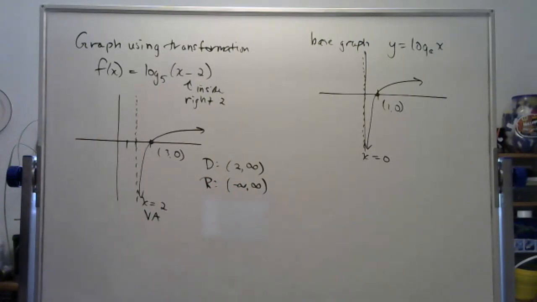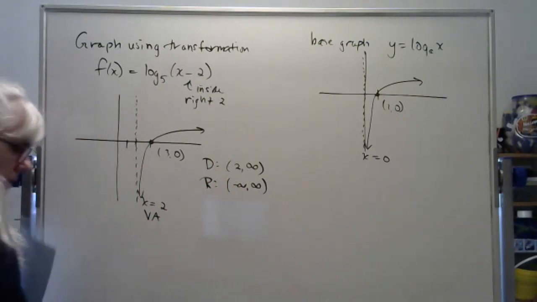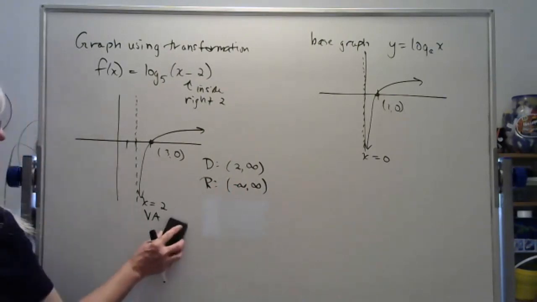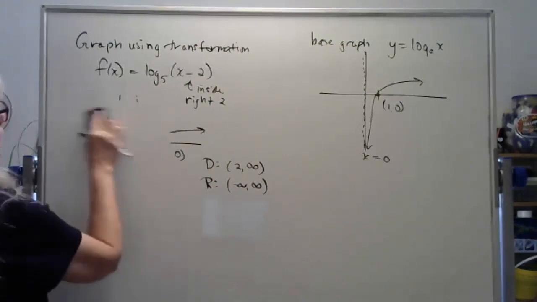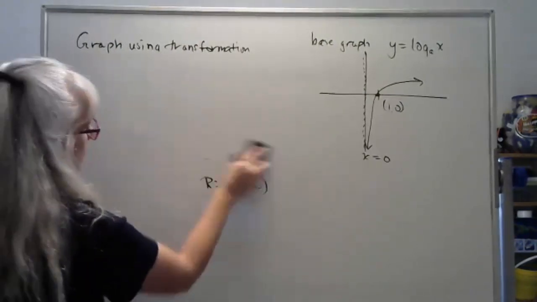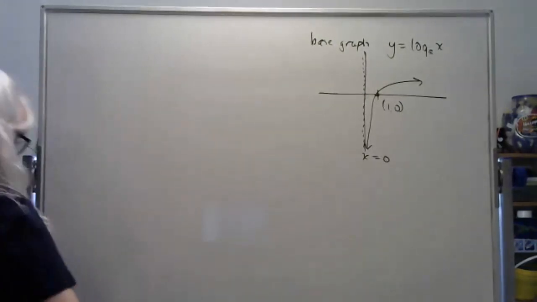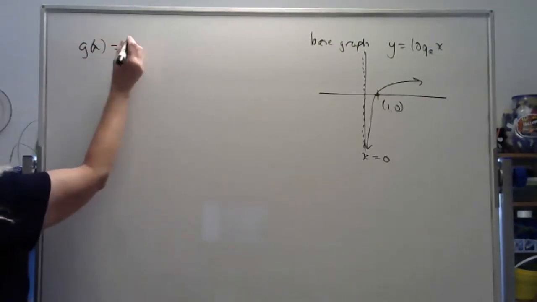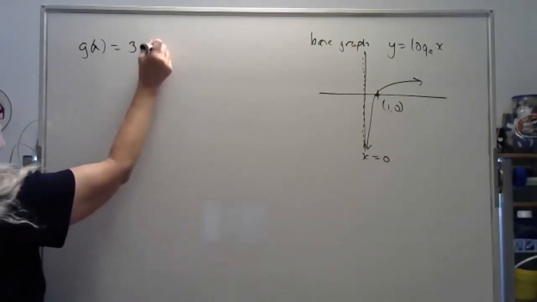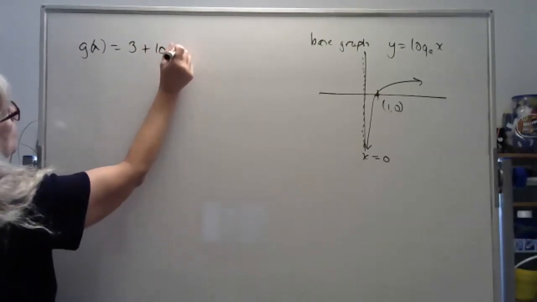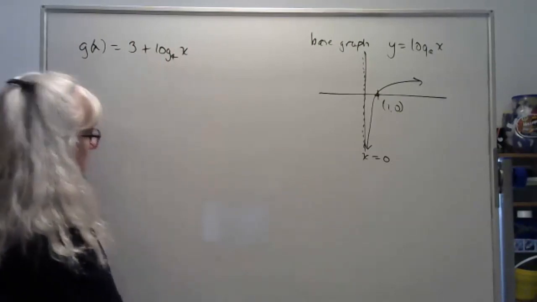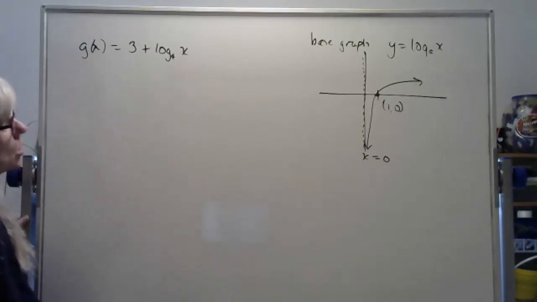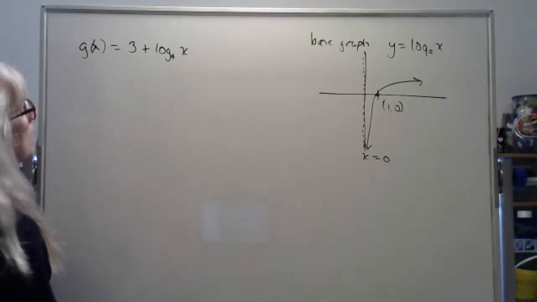Okay, we can move it left and right. It also makes sense that we can move it up and down. So let's do one that's up or down. So let's do g of x is equal to 3 plus log base 4 of x. And again, I'm going to keep using different bases until I get you past the point where you care about what that base is, because when you're graphing or finding domains, it does not matter.